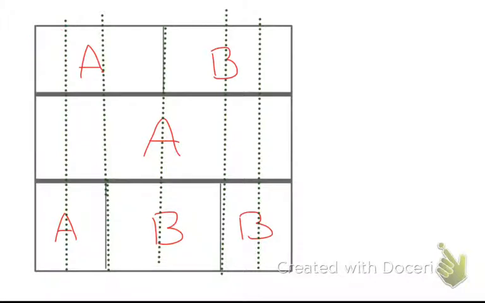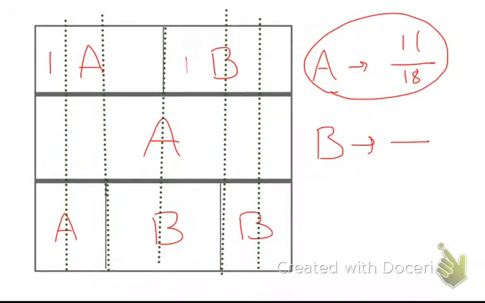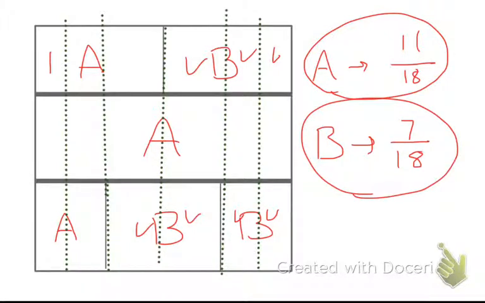But now we have to look at how many boxes out of the 18 lead us to path A, and how many boxes out of the 18 lead us to path B. Well, path A has 1, 2, 3, 4, 5, 6, 7, 8, 9, 10, 11 boxes out of 18 that lead us to path A. Path B, on the other hand, only has 1, 2, 3, 4, 5, 6, 7 boxes out of 18 that lead us to path B. So, if we were to play this game 18 times and pick our places randomly, we would expect to end up in cave A 11 times, and we would expect to end up in cave B 7 times.